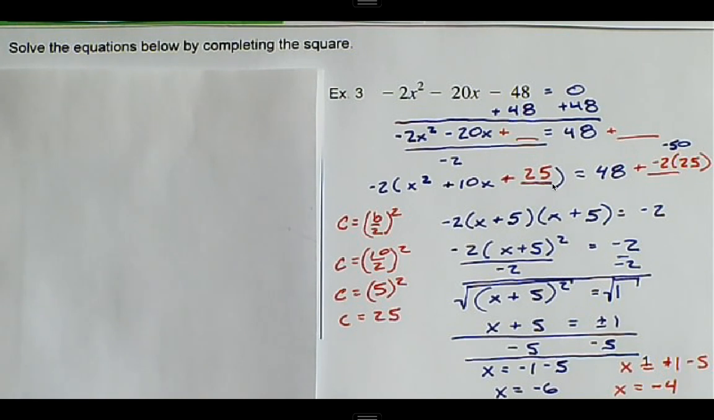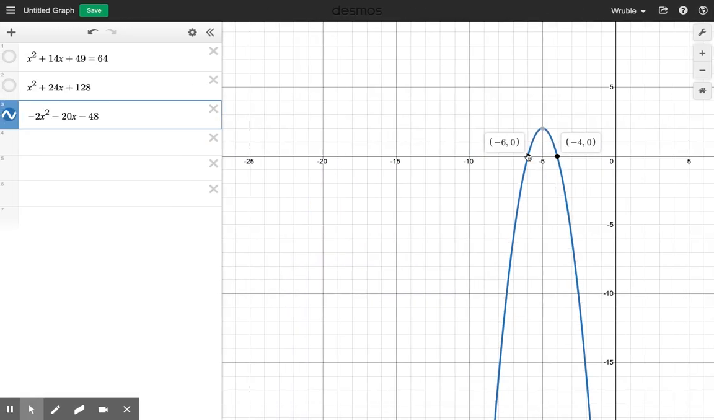And we can check those by graphing. So we get the points (-6, 0) and (-4, 0). And that is the solution for the zeros for that particular quadratic function.